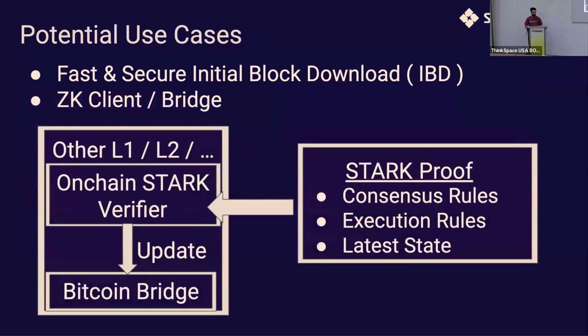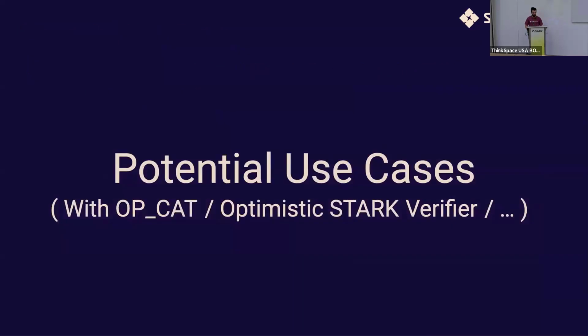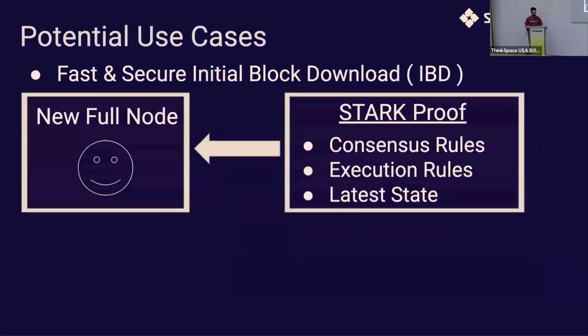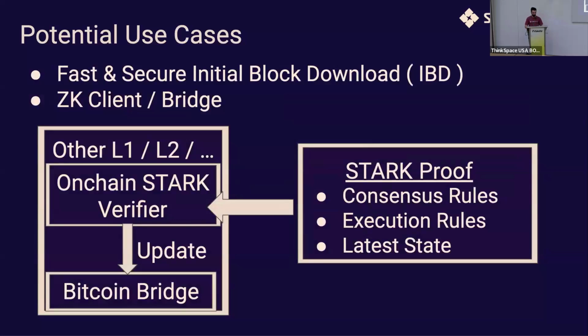You could also do things like ZK clients nested in chains to do things like bridging. This is a diagram explaining that. You get the same Stark proof proving the entire state of the Bitcoin chain. You pass it to an on-chain Stark verifier, and then the L2, L1, or whatever other protocol you're using verifies the proof. They'll know that the latest state is valid, and they can update the bridge's state so people can interact with the Bitcoin on the other layers. These two use cases were without OPCAT or any changes to Bitcoin Core.